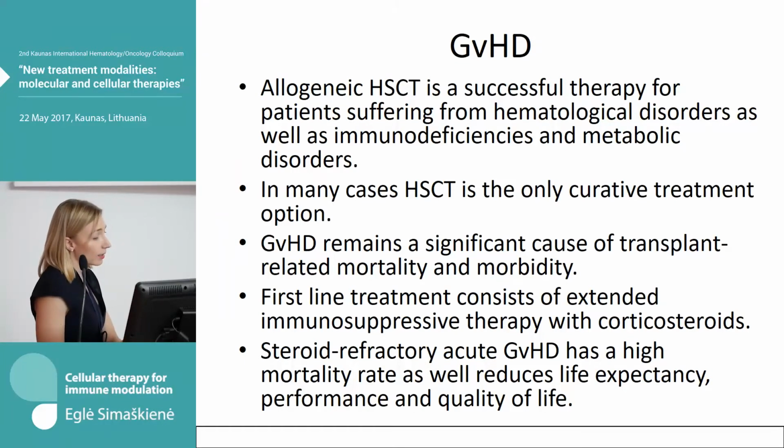Nowadays, allogeneic stem cell transplantation is a successful therapy, and it's used for patients suffering from hematological diseases, as well as immunodeficiencies and metabolic disorders. And in many cases, this treatment option is the only option for these patients. GVHD remains a significant cause of transplant-related mortality and morbidity. If we have GVHD, first-line treatment consists of extended immunosuppressive therapy with corticosteroids. But still we have steroid-refractory acute GVHD.